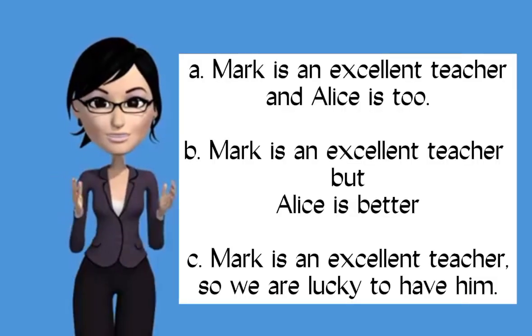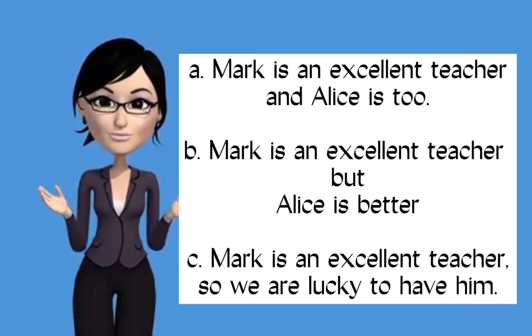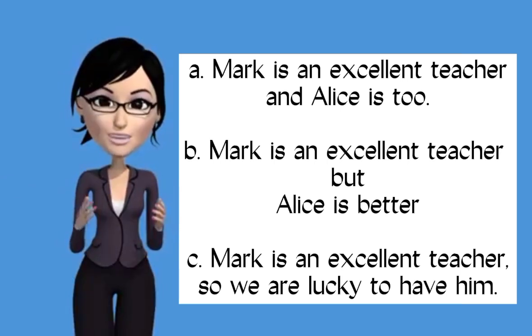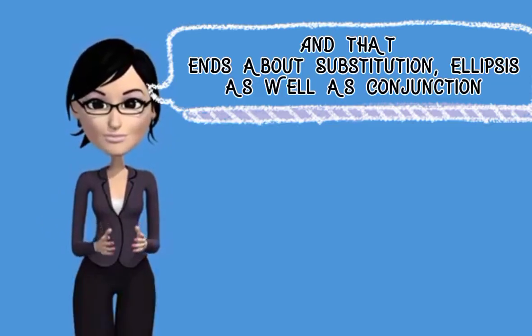In contrast, others can only occur at the beginning of the second clause or sentence. A. Mark is an excellent teacher and Alice is too. B. Mark is an excellent teacher, but Julius is better. Mark is an excellent teacher, so we are lucky to have him. And that ends our discussion of substitution, ellipsis as well as conjunction.